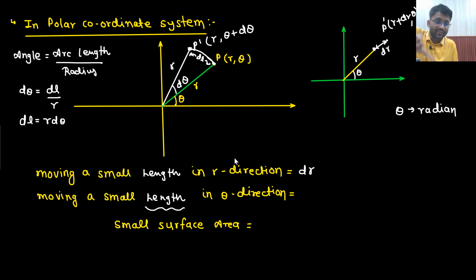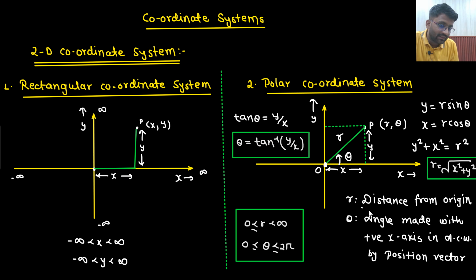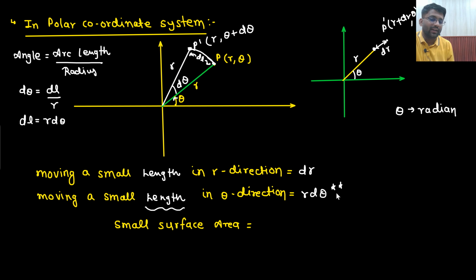That means in the direction of theta, we have moved for r d theta distance. Very, very important: it is not d theta, it is r d theta, because we are talking about length. Length will have a unit of meter, centimeter, kilometer, whatever it is. I don't want radian. When I move in the direction of r, dr is fine, because r is a length. But theta is an angle, so in the angle direction you are moving r d theta. Always remember that.